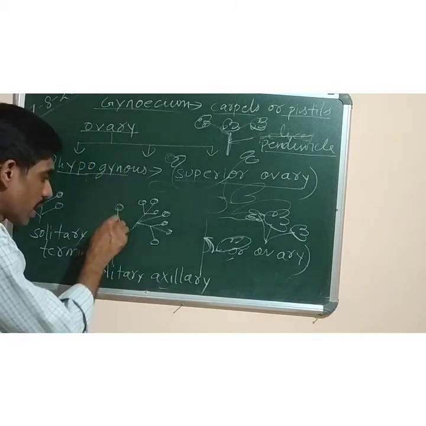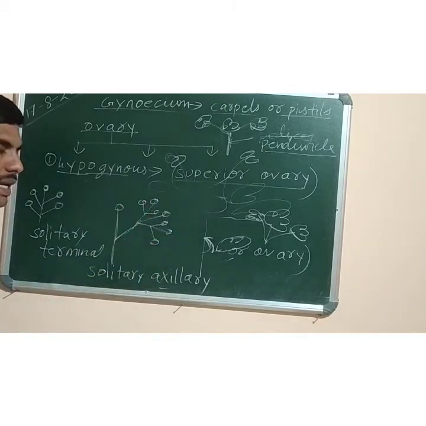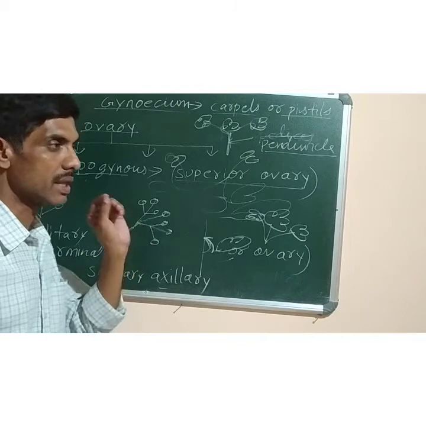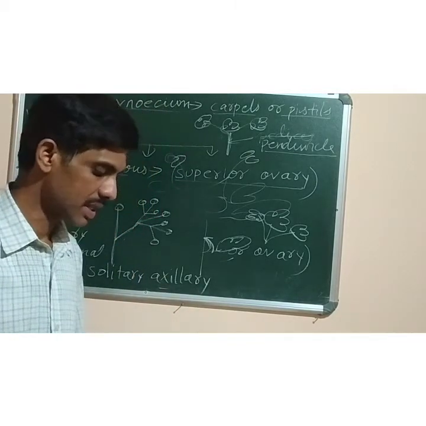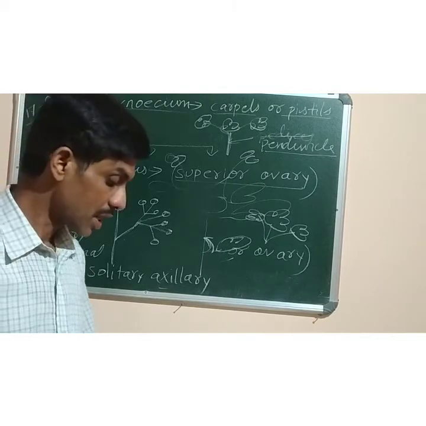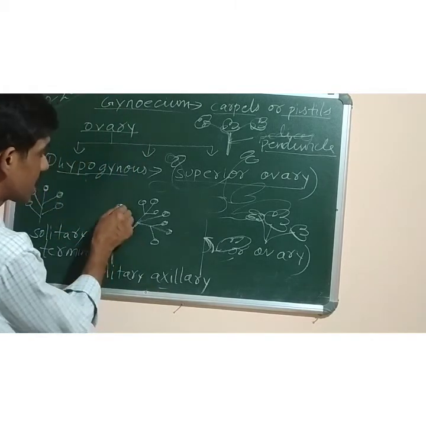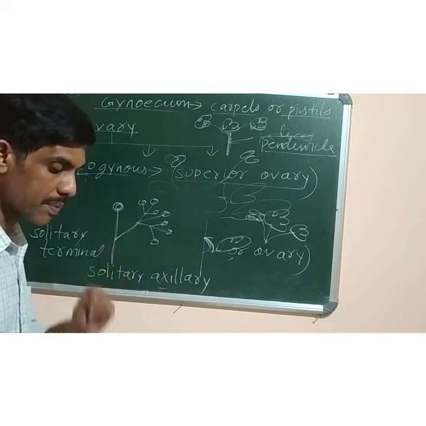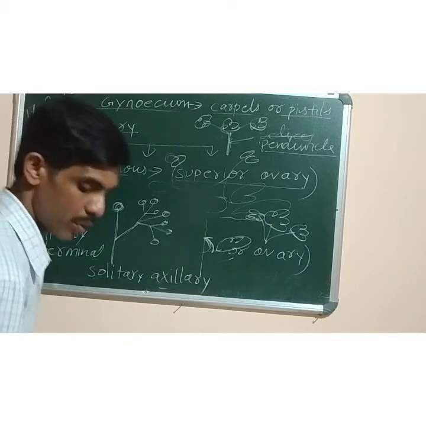This is called the floral axis. And the way the flowers are arranged on it is called inflorescence. So what is the definition of inflorescence? The arrangement of flower on the floral axis is called inflorescence. Now depending on whether the apex, the tip, gets converted into a flower or not, there are two types of inflorescence. What are they? Racemose and cymose.